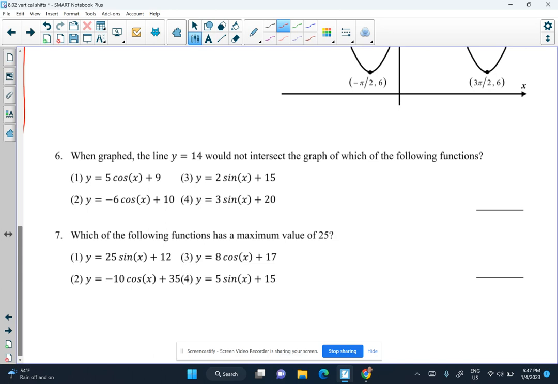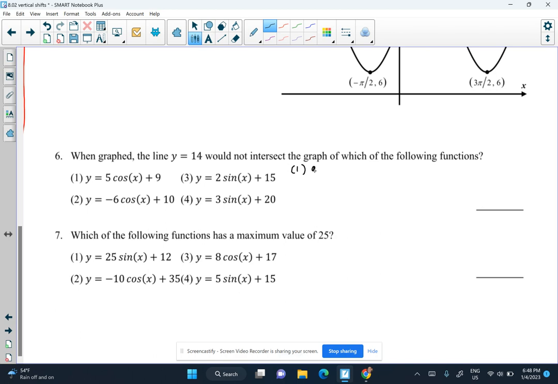Number 6 said, when graphed, the line y equals 14 would not intersect the graph for which of the following functions. So remember, y equals 14 is a horizontal line at y equals 14. If it doesn't intersect, it has to be entirely below the function, so it has to be below the lowest value or above the highest value. So what we're going to do is find the maximum and minimum values for each of our functions.